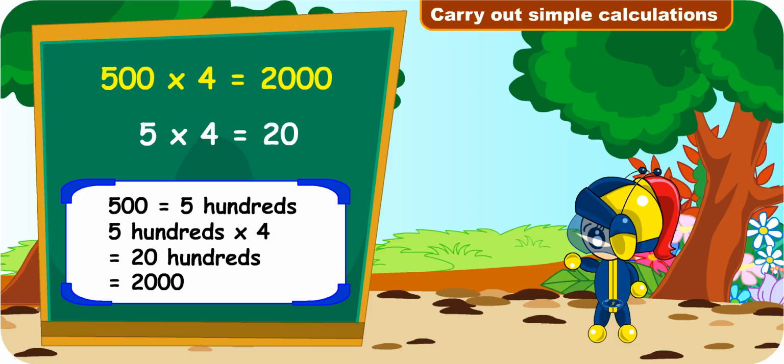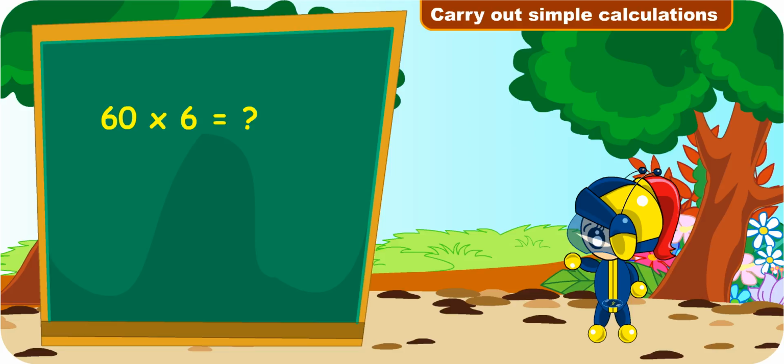I want to try out more questions. Okay, what is 60 times 6? I simply multiply 6 by 6 to get 36. Then, I write the 0 behind 36 to get 360. 60 times 6 equals 360.